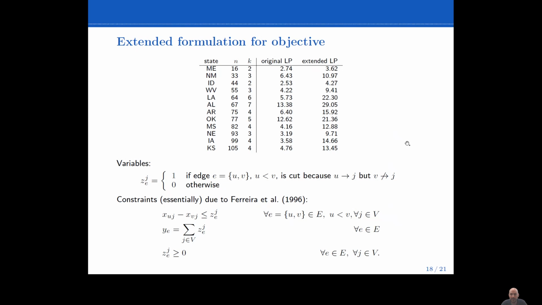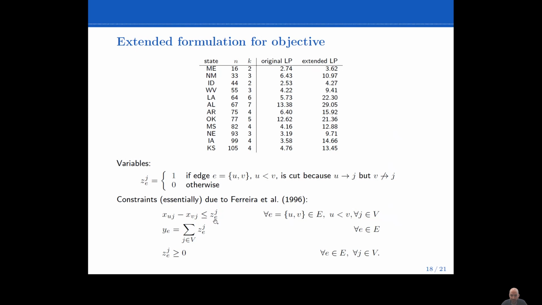Okay, our last trick is to write an extended formulation for the objective function. It's essentially coming out of a math programming paper from '96. What it does is it takes those constraints that we had before, those cut edge constraints. Normally we would have a Y variable over here. What these constraints do is rewrite this in a stronger way.